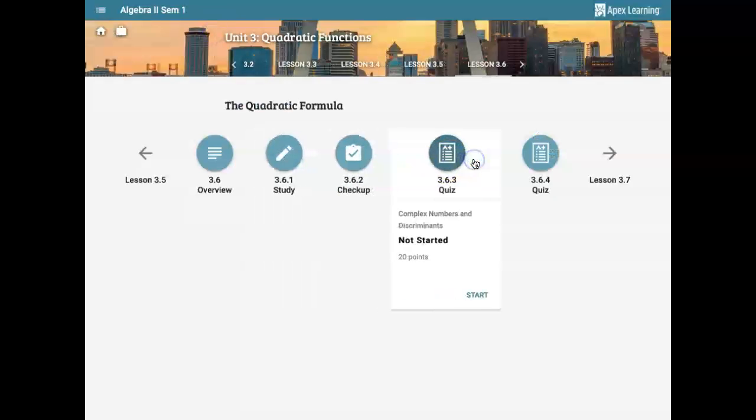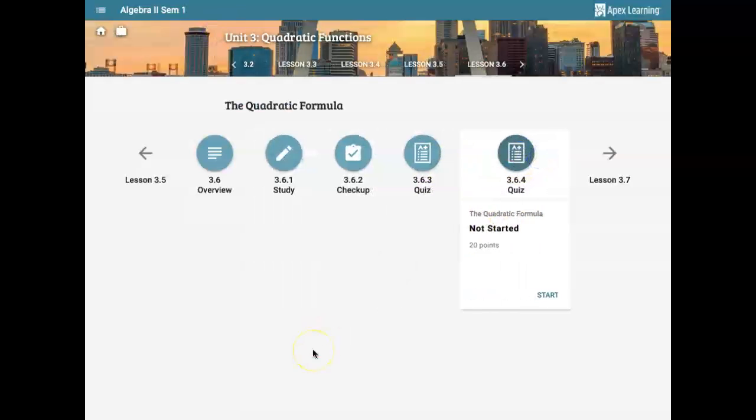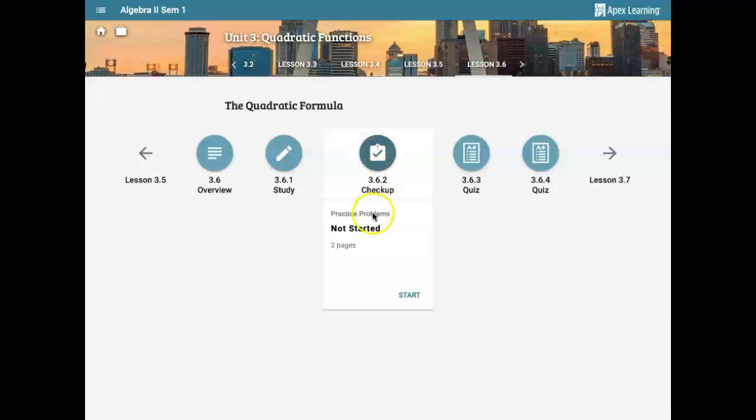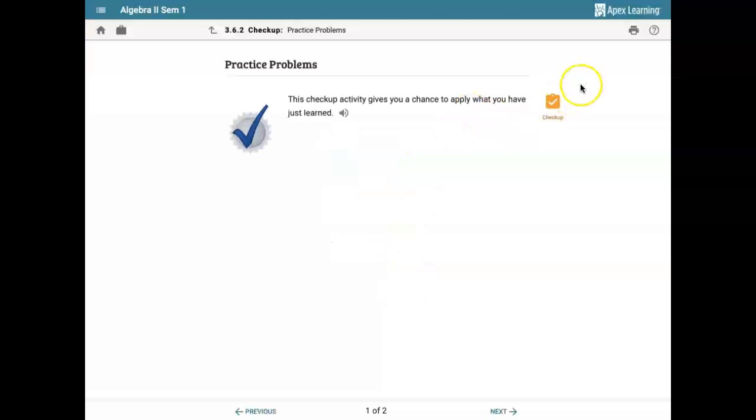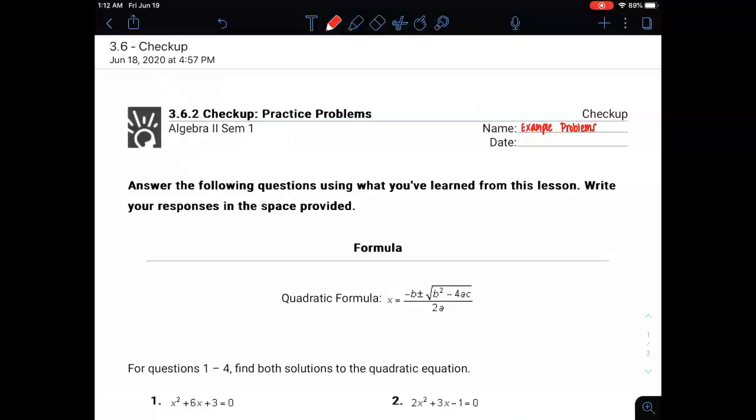All right. Again, you got two quizzes here, one on complex numbers and discriminants and one on actually solving the quadratic formula. All right. So now we're going to look at our checkup here for 3.6. And again, reminding you, all the answers to this are posted already for you on Classroom, but let's walk through a couple key examples here together. All right, so moving forward with these practice problems here.